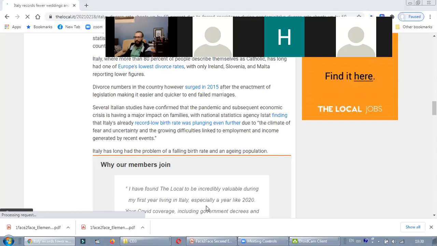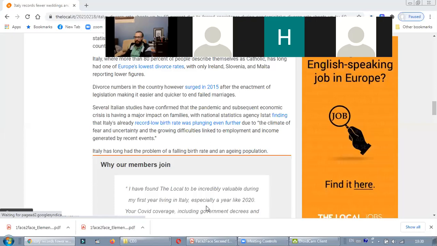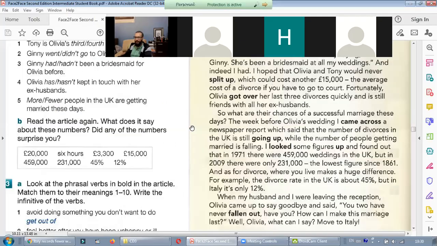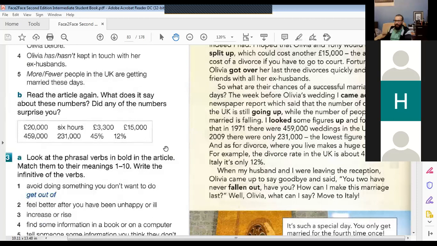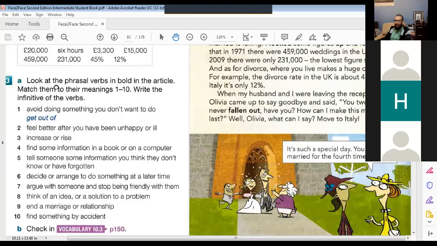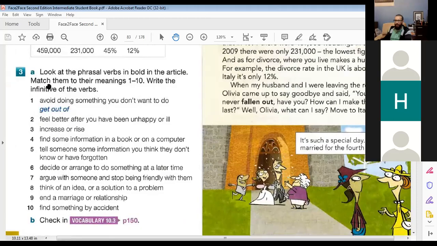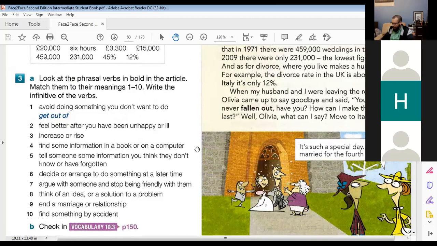Okay, let's check the rest of the questions. Let's go back. So now we're going to talk a little bit about phrasal verbs. Let's take a look at some of the phrasal verbs we have. So here in number 3, it says, look at the phrasal verbs in bold in the article, match them to their meanings in number 1 to 10, write the infinitive of the verbs. So let's start it as a guessing question, and then we'll see how it goes.